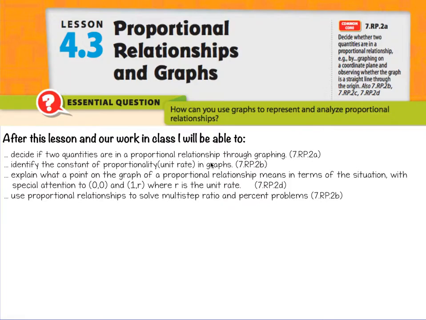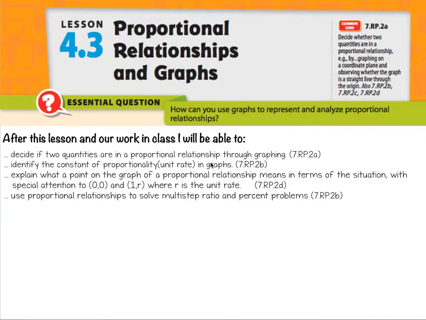So we've talked about proportional relationships and finding that unit rate, which is when we have all these rates that have the same unit rate. It's called a constant of proportionality. We've talked about finding it in tables. Now we're going to find that constant of proportionality inside of graphs.